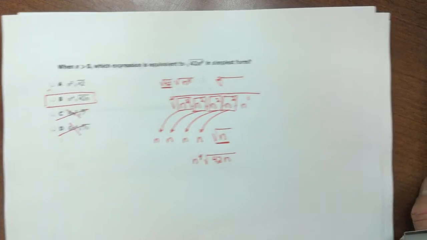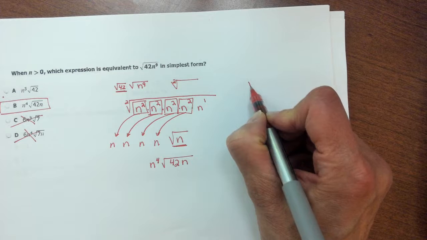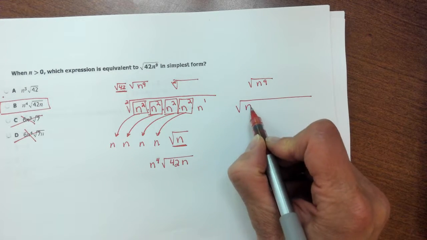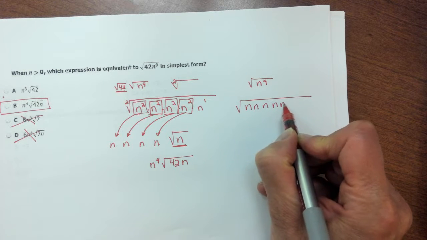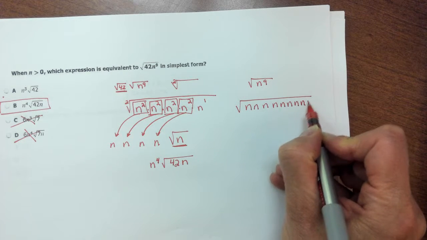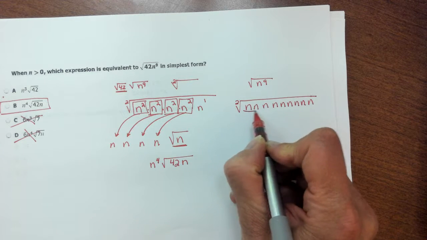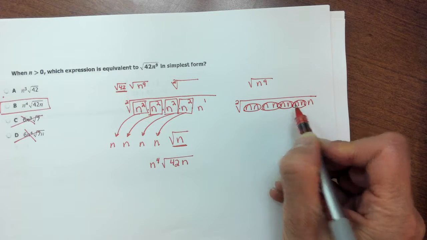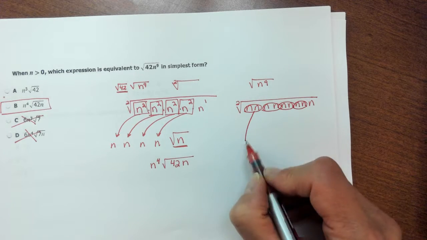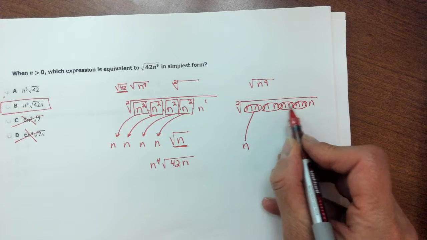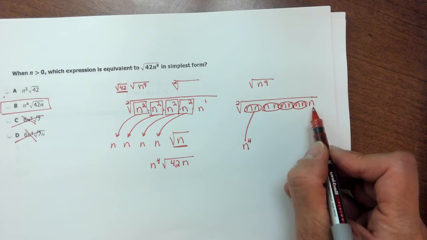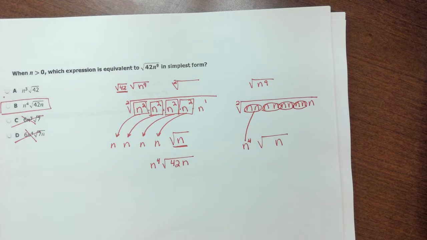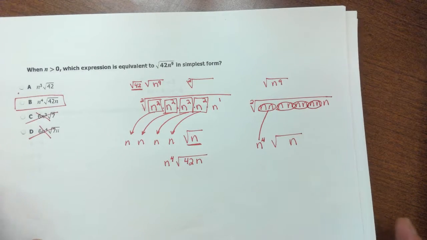The other way you could have done it, if that's a little confusing, if I'm looking at the square root of n to the 9th, I can think this is 1, 2, 3, 4, 5, 6, 7, 8, 9. I'm looking for pairs. There's a pair, there's a pair, there's a pair, there's a pair. Each pair, I have an n. How many pairs do I have? I have 4. Do I have any that's not paired up? Yes, I still have an n underneath. So that's the other way that you could look at that.